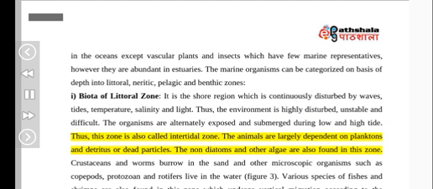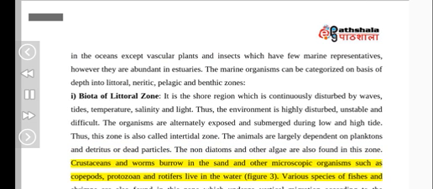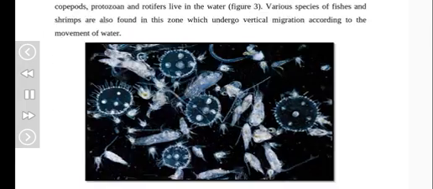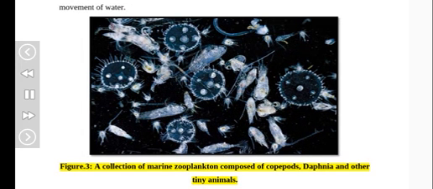The animals are largely dependent on plankton and detritus or dead particles. The diatoms and other algae are also found in this zone. Crustaceans and worms burrow in the sand, and other microscopic organisms such as copepods, protozoans and rotifers live in the water. Various species of fishes and shrimps are also found in this zone, which undergo vertical migration according to the movement of water. Figure 3. A collection of marine zooplankton composed of copepods, daphnia and other tiny animals.